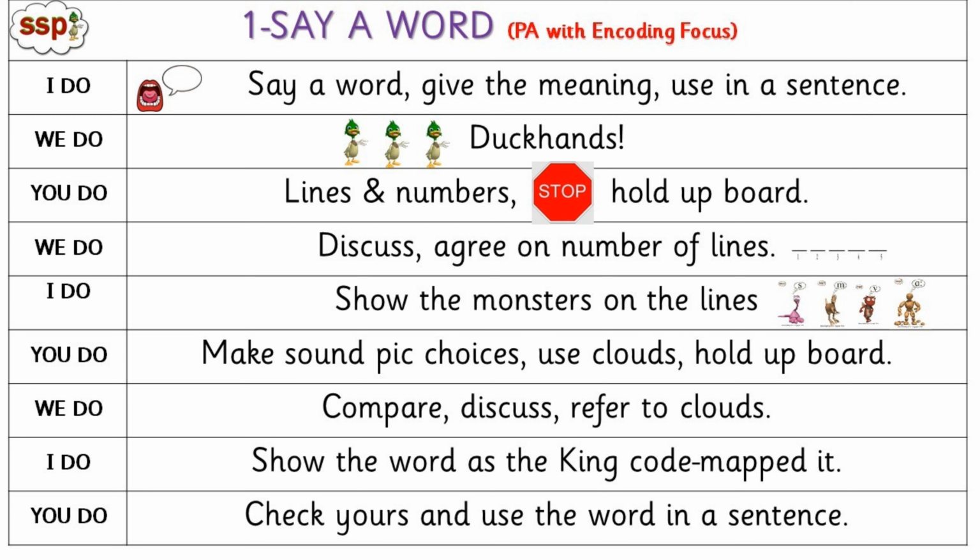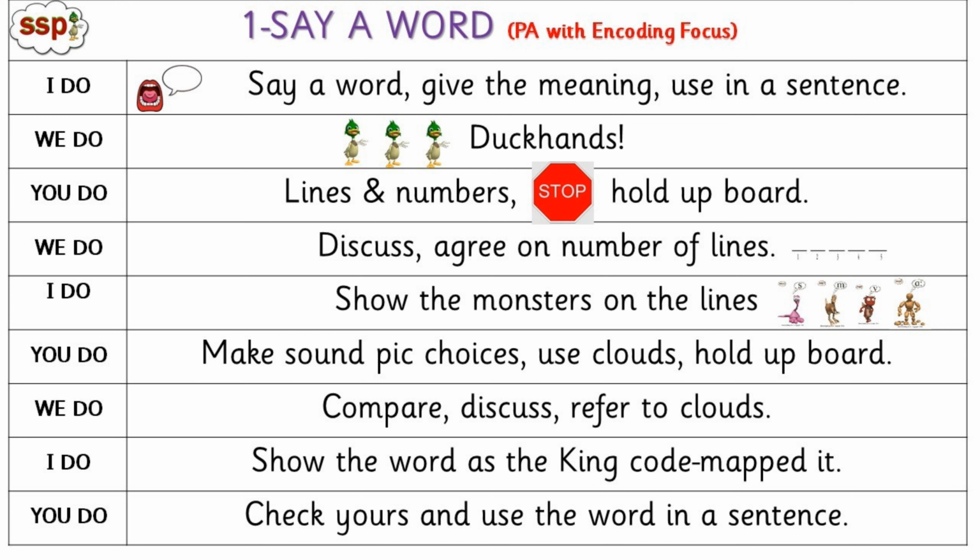So activity 1 is like the spelling bee. I'm going to give them a word. We're going to give them meaning, use it in a sentence. The students are going to give their duck hands, lines and numbers, hold up the board, because before we go on to what are the choices, the children need to think about how many phonemes there were. So as a class, you're going to discuss, agree on the number of lines, lots of discussions there, not just about the word itself, but about how they pronounce the word.